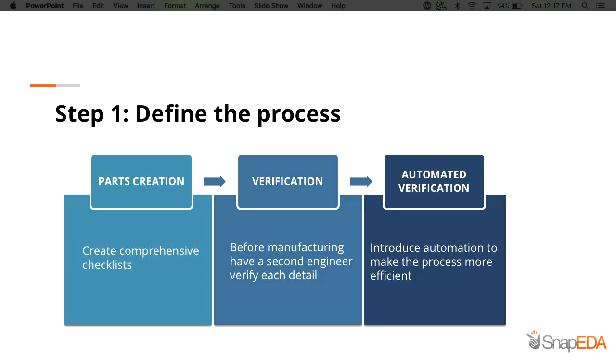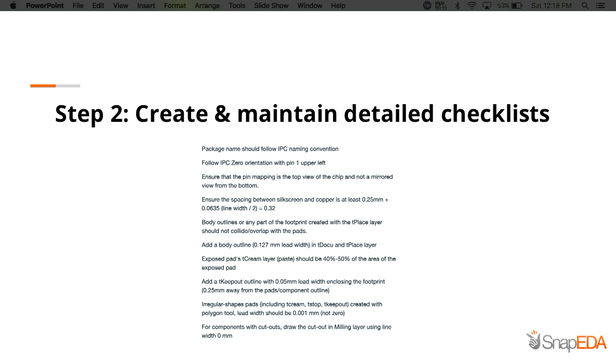The first stage is part creation. We have defined a very detailed checklist, so everyone in our CE team has to go through it. At the second stage, a different engineer verifies all the parts that have been created, and the verifier follows a different checklist. Then we have an automated verification, where the verifiers run a script to do a second verification. This is just an example of some checks that we have at our creation stage.